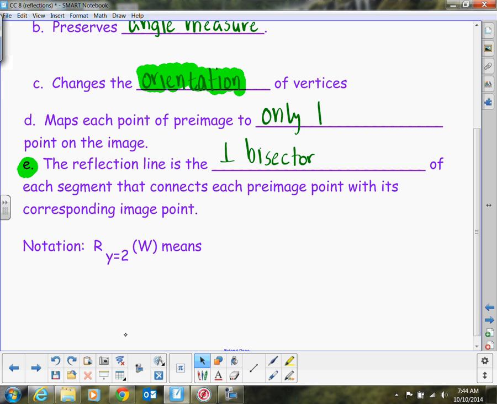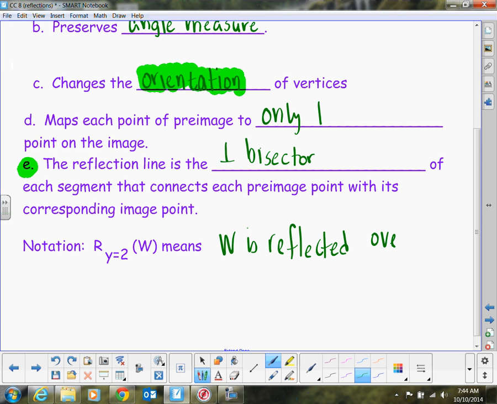And this means that W is reflected over the y equals 2 line, and its image is W prime. So now this requires that you understand that you have to graph horizontal and vertical lines. We've kind of started you on that in the last unit, and it's going to be really important in this unit. If you get them mixed up, will your reflections be wrong? Yes.